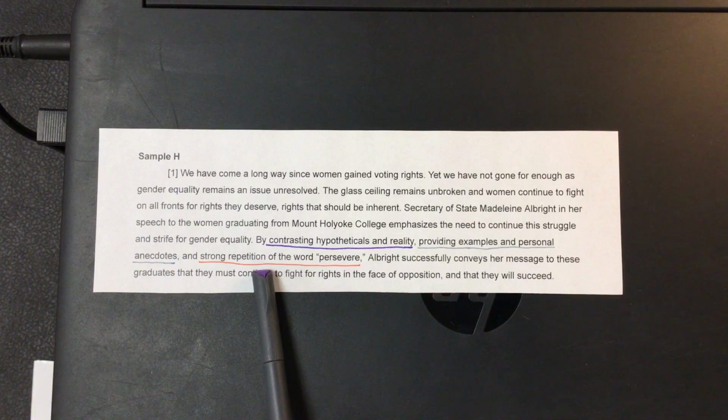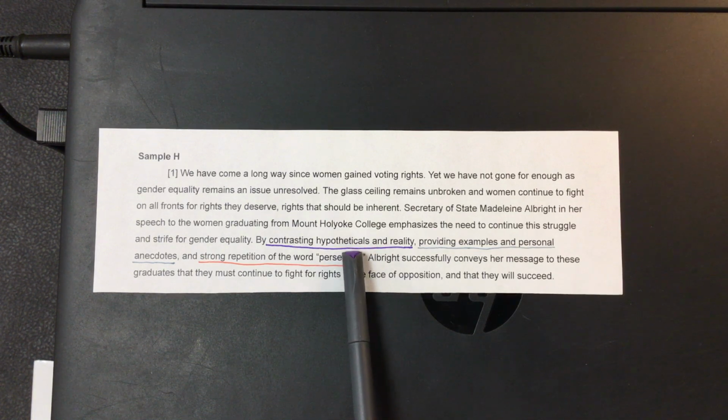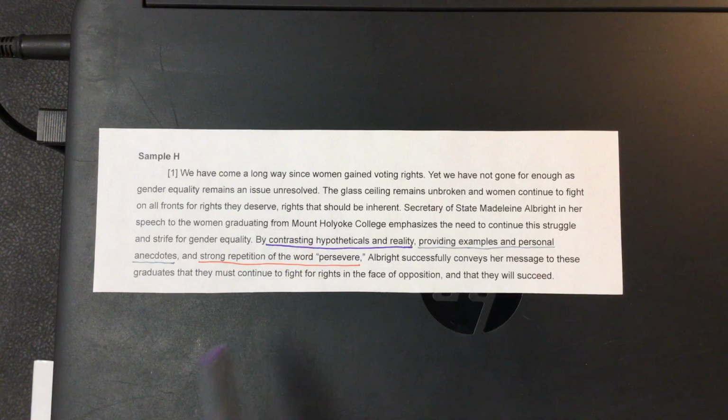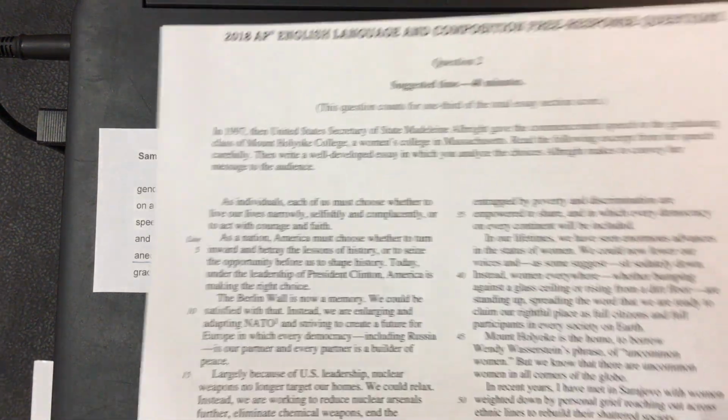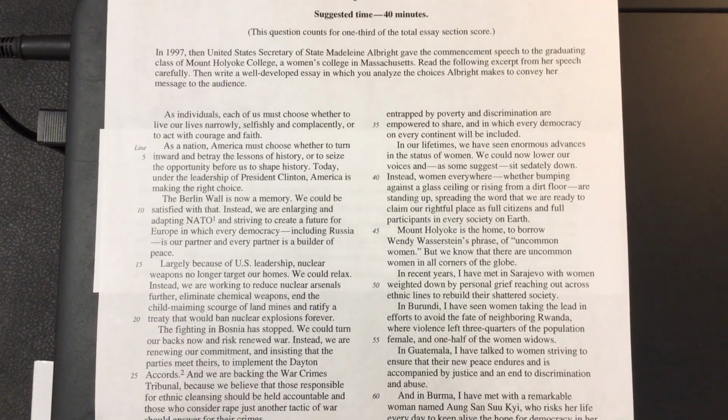So now I'm going to go back, and after reading through the speech one time so that I have an idea of what it's about, I'm going to annotate for what she's talking about here, the contrasting hypotheticals and reality. So contrasting works like compare, contrast. So when I'm looking at the copy of this speech, I'm looking for examples of contrasting those hypotheticals with reality.